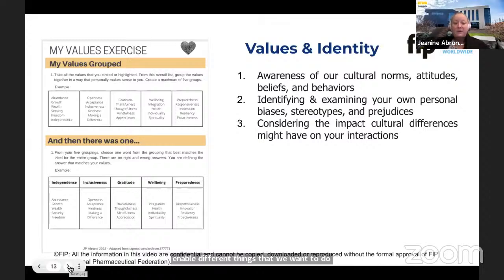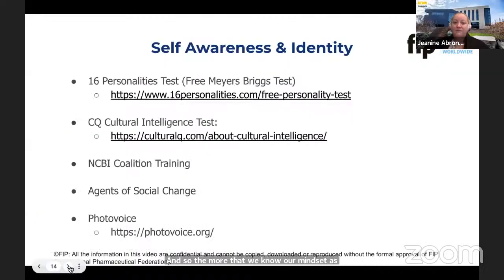And so the more that we know our mindset as healthcare providers and how we're providing that in care, that really helps us. There are a couple other things that we do to really engage in this discussion of self-awareness as we work together. One is a free personality test, and I will ask in a minute each individual one by one to share their personality profile that they put together.